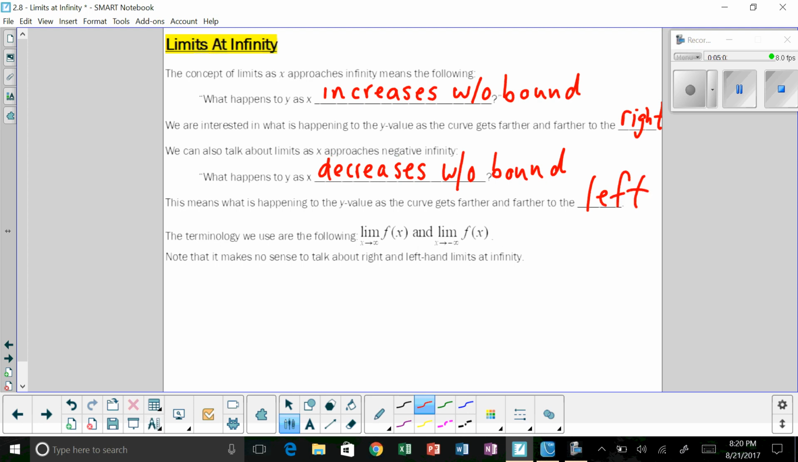The terminology we use is the following. The limit as x approaches infinity of f of x when x increases without bound, and the limit as x approaches negative infinity of f of x when x decreases without bound. Notice that it doesn't make any sense to talk about right and left-hand limits at infinity. There's only one way to approach infinity.